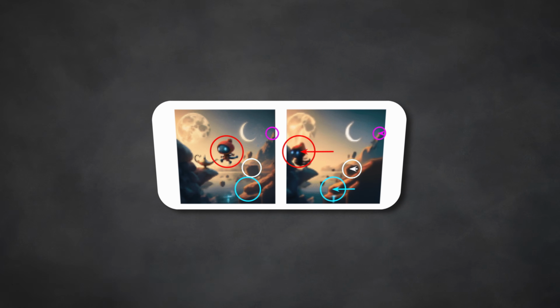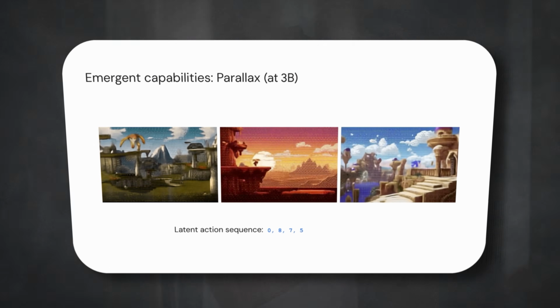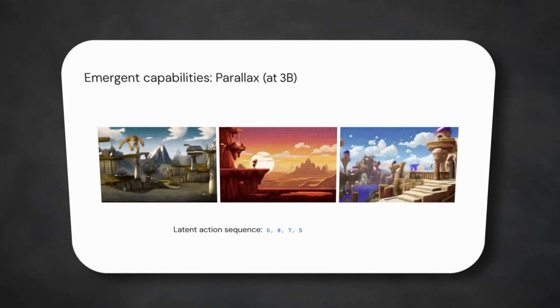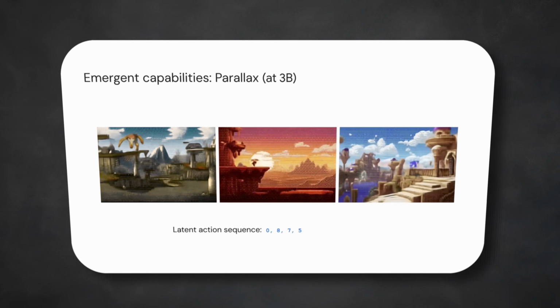For example, in the parallax example we have in the paper, you can see when we're generating next frames, the objects that are further away are moving more slowly than objects that are closer. This is an effect that you would often see in games such that you can simulate depth. It's something we also observe, where we see things moving slowly when they're further away. So yeah, the model learned that.